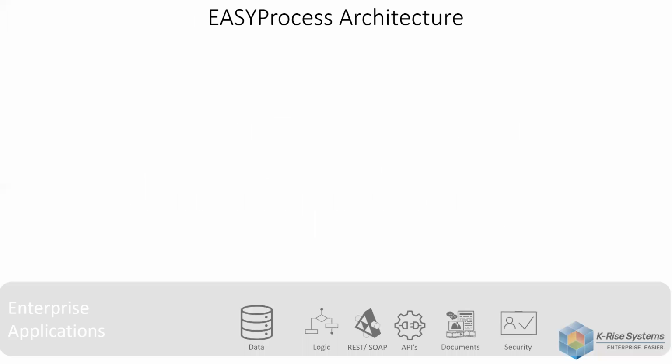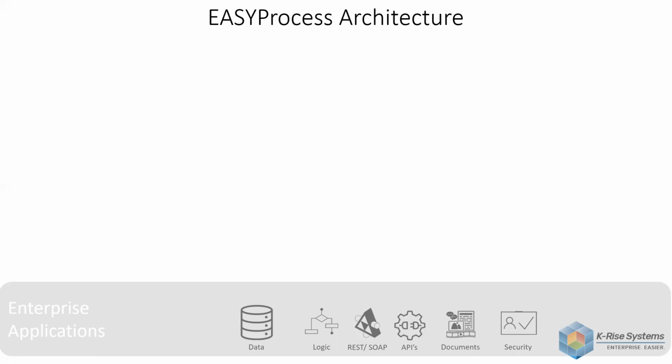How do we address that? I have a slide here that talks about our architecture, and I'm going to bring it up a couple of different times over the course of the presentation, just to build it and address each issue as we build it. Let's start at the bottom here with your enterprise applications. So we have data, logic, REST and SOAP services, custom APIs that you've written, unstructured data, security and identity management. These are all important things.